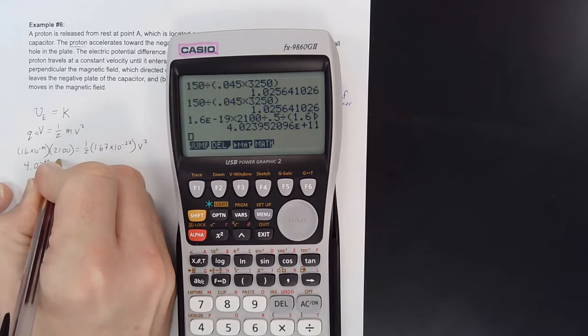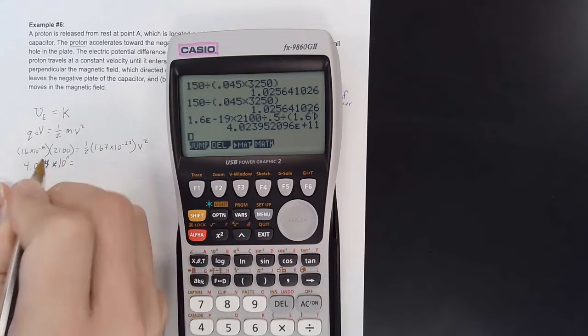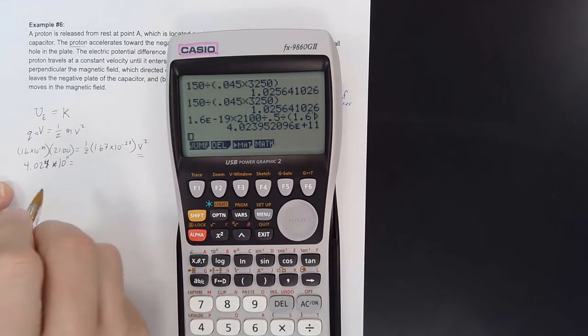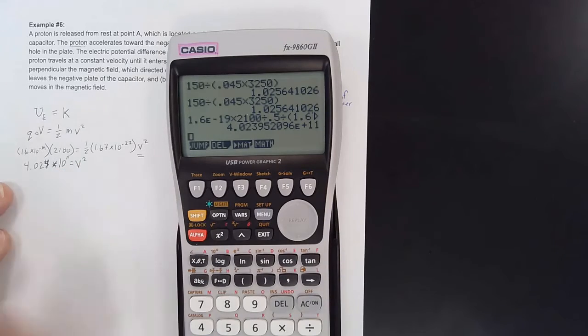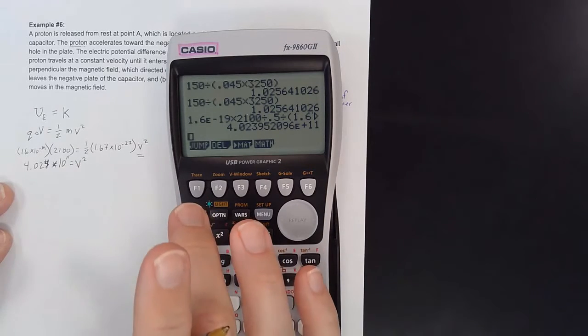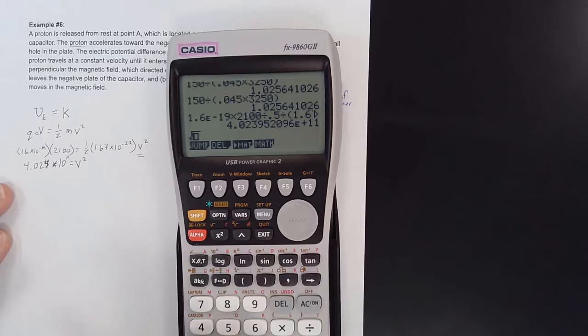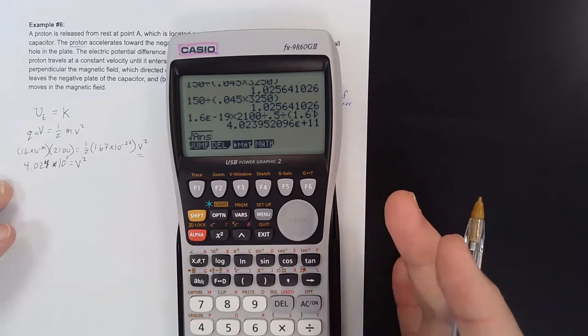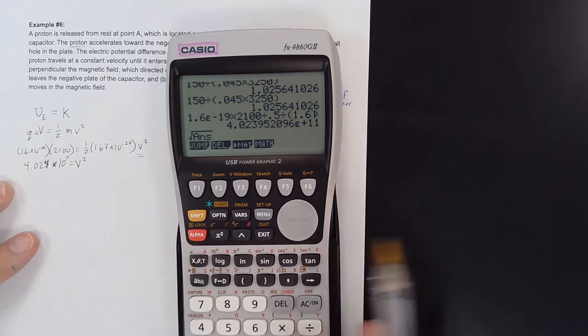Times 10 to the 11th. But remember, that is actually equal to the velocity squared here. And so to get the final answer, I am going to need to square root it. I could have done that in the previous step, but I try to avoid situations where I have too many parentheses because it's way too easy to forget or add one in.